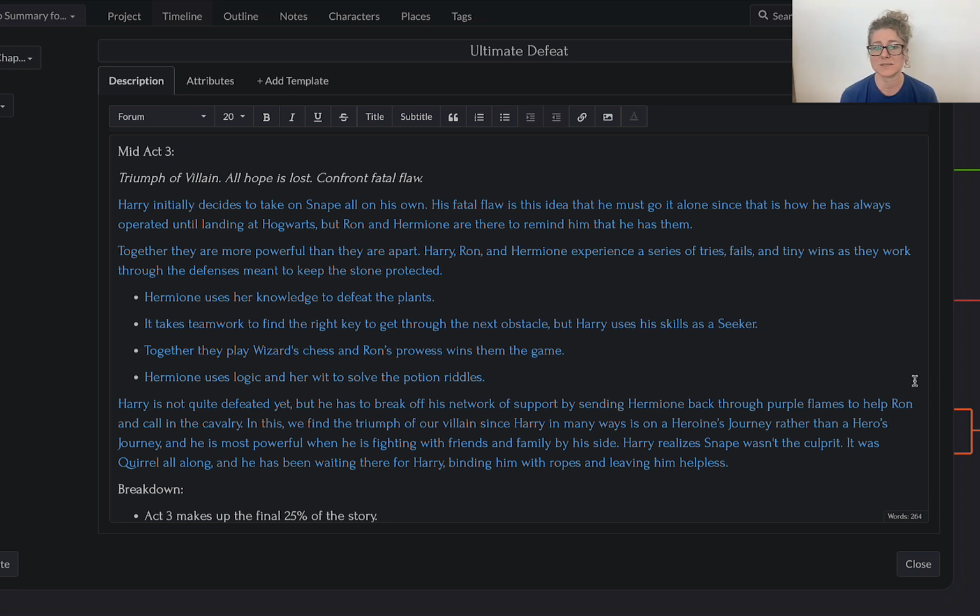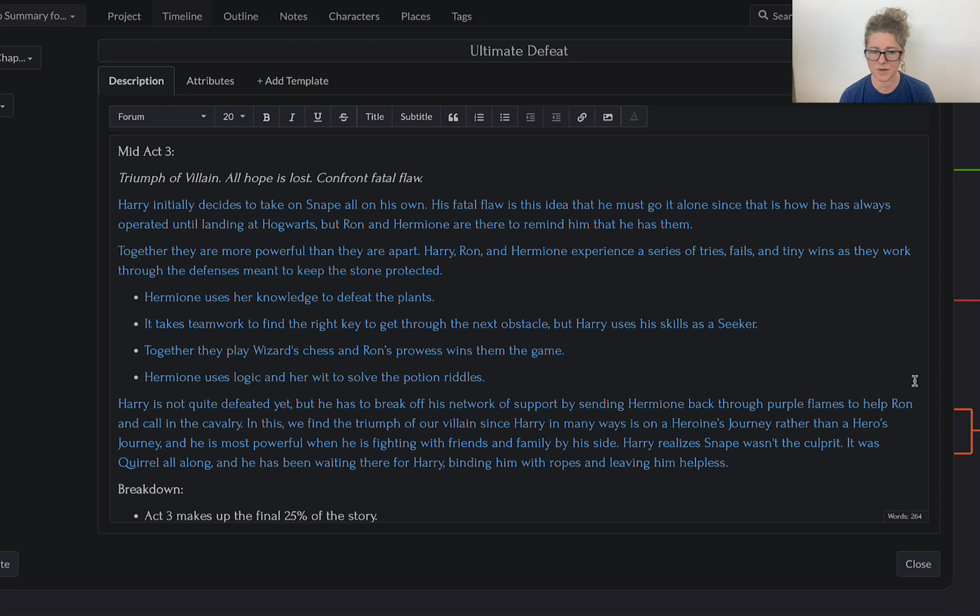Harry, Ron, and Hermione experience a series of tries, fails, and tiny wins as they work through the defenses meant to keep the stone protected. Hermione uses her knowledge to defeat the plants. It takes teamwork to find the right key to get through the next obstacle, but Harry uses his skills as a seeker to do it. Together, they play wizard's chess, and Ron's prowess wins them the game, and then Hermione uses logic and her wit to solve the potion riddles. Harry is not quite defeated yet, but he has to break off his network of support by sending Hermione back through purple flames to help Ron and call in the cavalry.